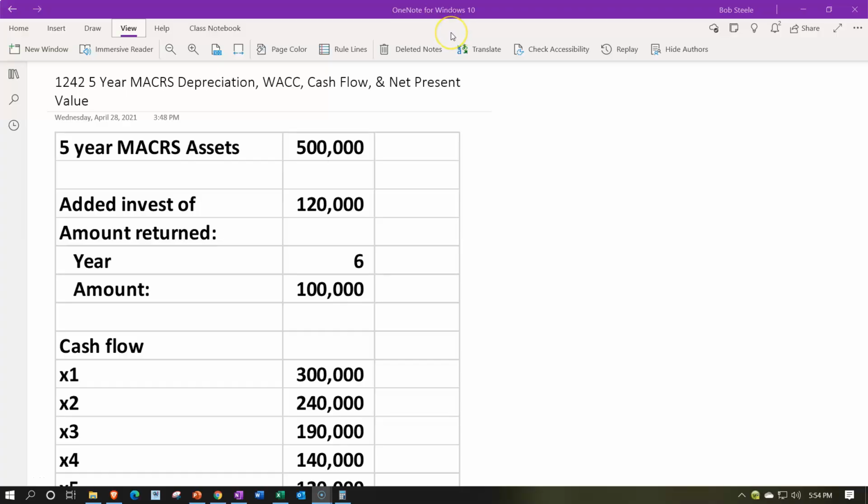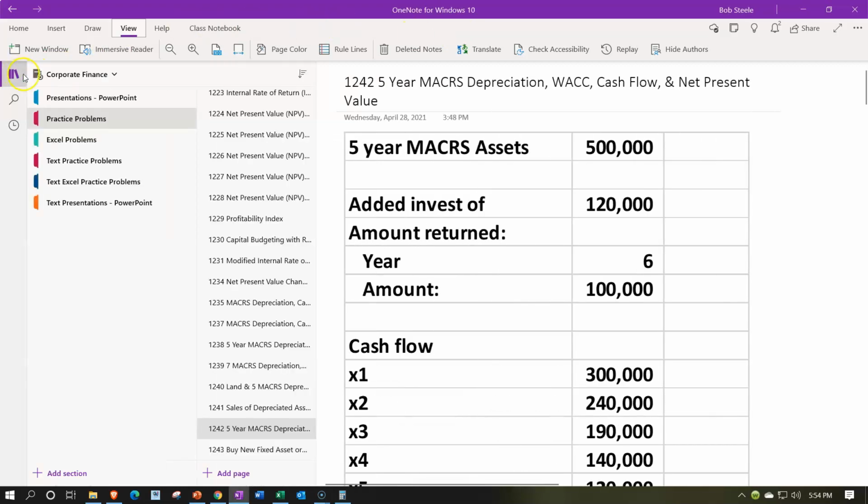Here we are in OneNote. If you have access to OneNote and would like to follow along, you're not required to, but if you would like to, we're in the icon on the left-hand side in the Practice Problems tab, down in the 1242 5-year MACRS Depreciation, WACC, Cash Flow, and Net Present Value tab.